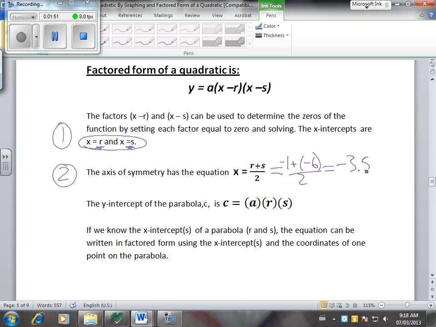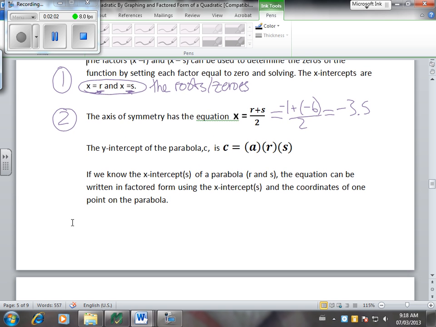Okay, and so these are called roots or zeros. Okay, and so to find the axis of symmetry, you find your average x value. Okay, and so if here are your roots, your average x value is down in the middle.